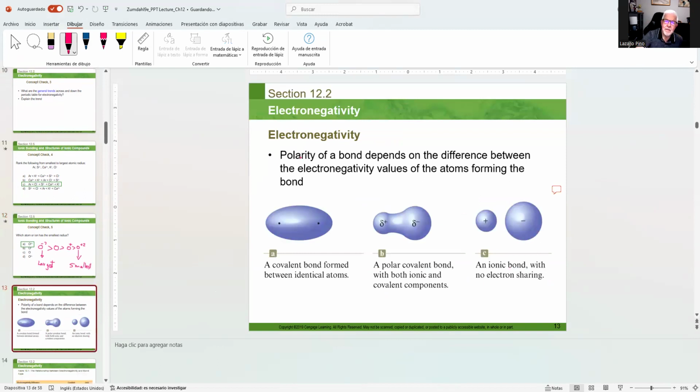Well, here we have a covalent bond in which you have two identical atoms. As they have the same electronegativity, the bond is non-polar.